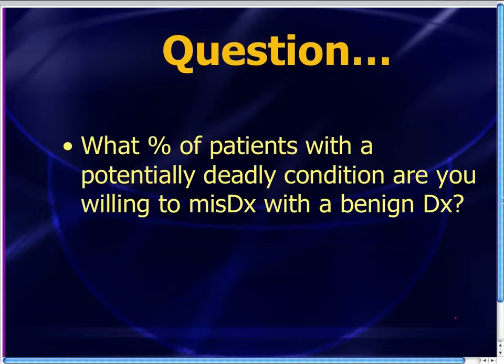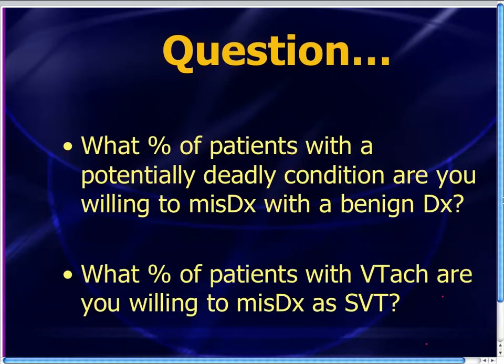And related to that, what percentage of patients with a potentially deadly condition, for example, ACS, what percentage of patients with potential ACS would you be willing to misdiagnose as having a benign condition and send them out? Would you be willing to miss 3, 4, 5%, 10% of your patients with ACS? Or is it, you don't have much tolerance for missing any of them? Maybe a 0.5%. What exactly is your threshold for misdiagnosing patients with the deadly condition and calling them a benign condition? And with that in mind, what percentage of patients with ventricular tachycardia would you be willing to misdiagnose as having supraventricular tachycardia and sending out?